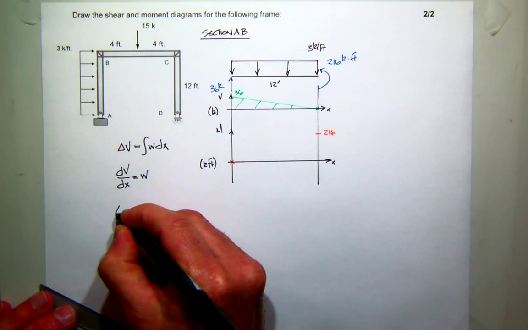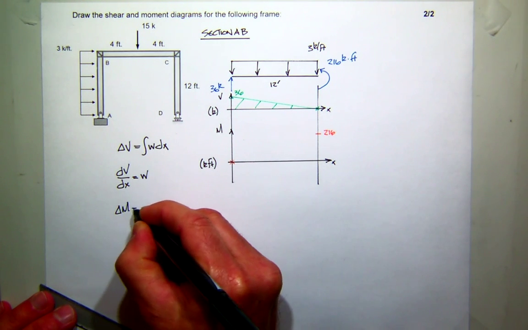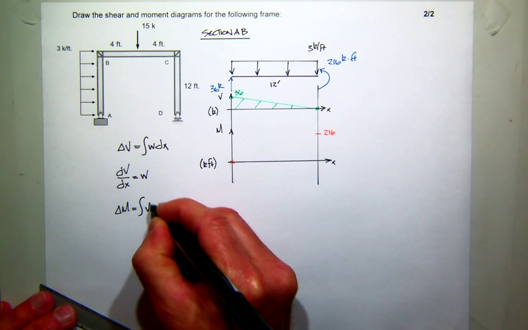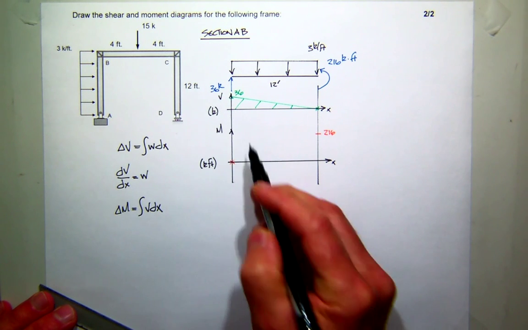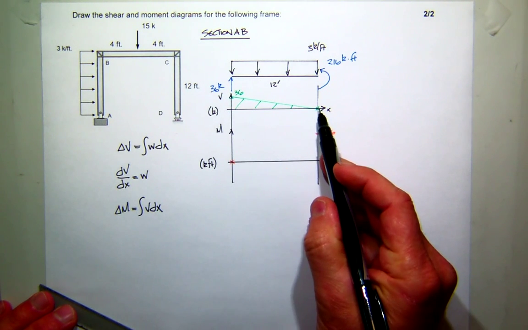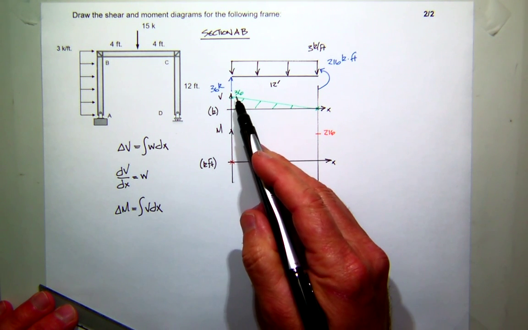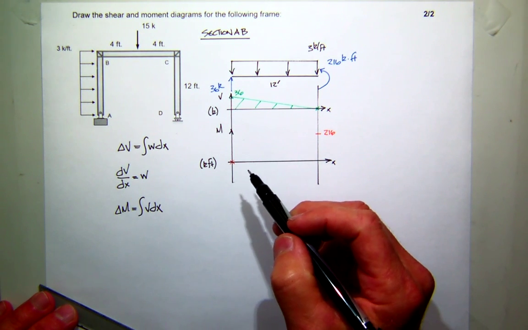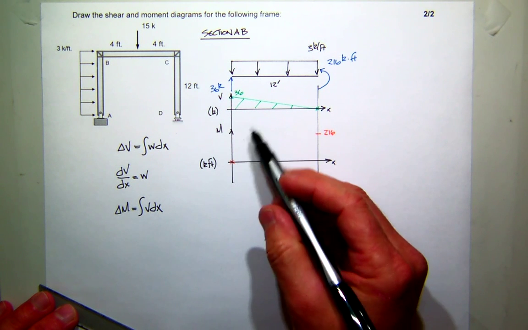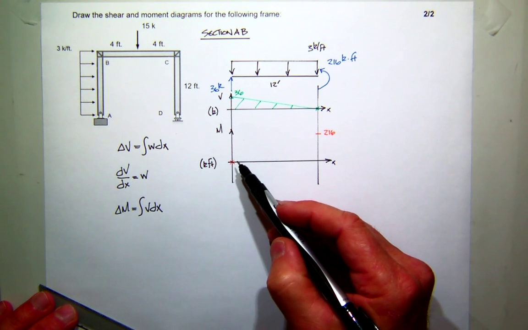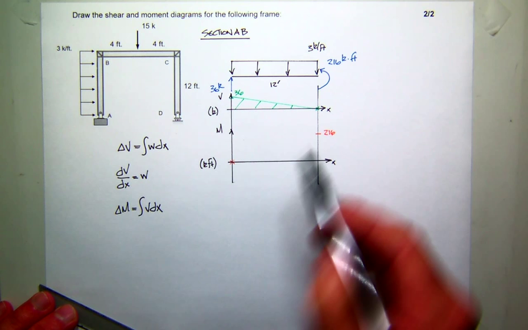We know that the change in moment between any 2 points is the area under the shear diagram. What is the area under the shear diagram? It's a triangle, so it's 1/2 base 12 times height 36. Hopefully that's 216. So that positive area tells us that we do in fact go from 0 to positive 216.